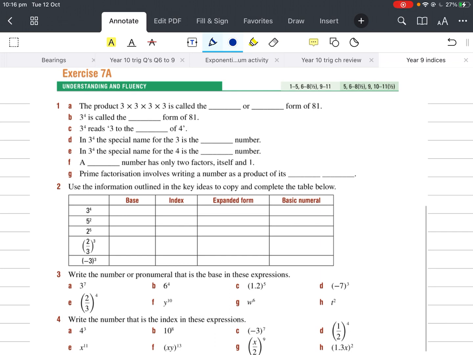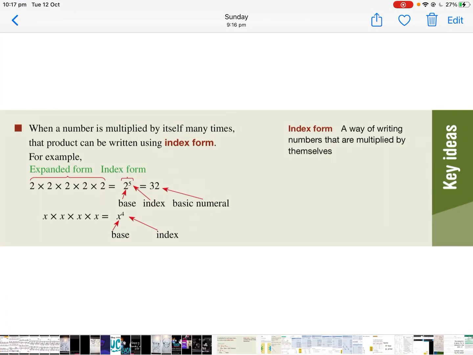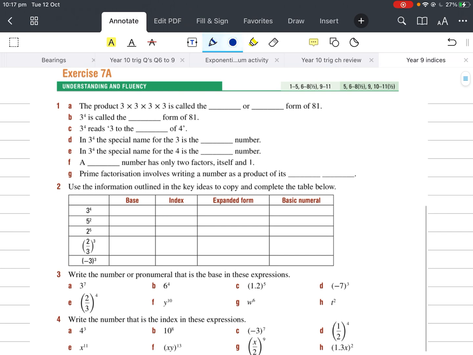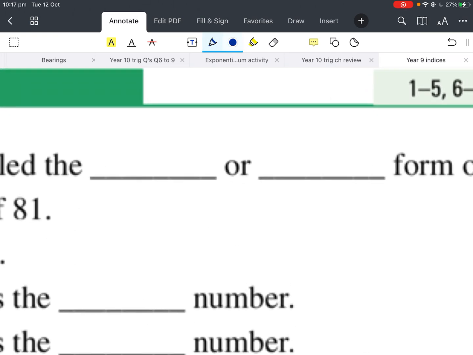So the first question says the product of 3 times 3 times 3 times 3 is called the something form of 81. Let's have a look. Here's the key ideas. What do you see there? Expanded form. Alright, let's have a look. The product of 3 times 3 times 3 is called the expanded or something form of 81.